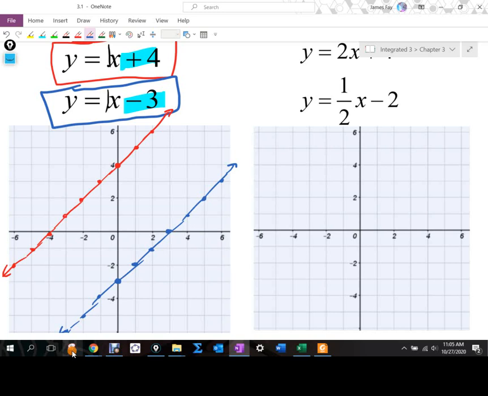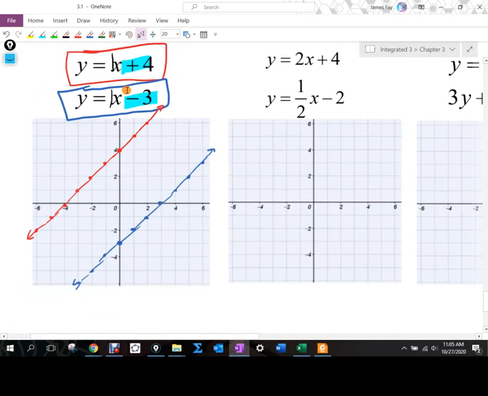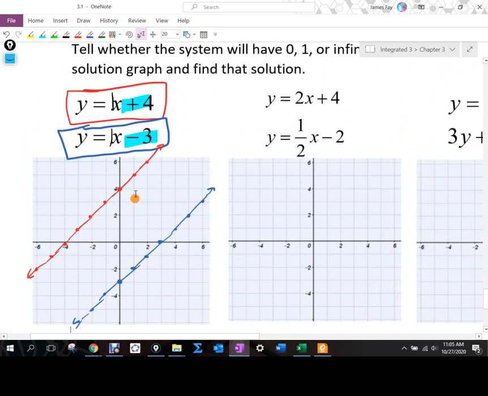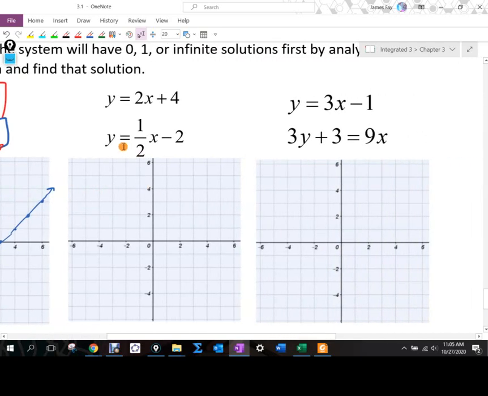So what takes longer? If my only goal is to determine 0, 1, or infinite solutions, does it take longer to look at the coefficient out in front of x and compare those, or to graph both of them? It takes longer to graph both. Okay? So if my only concern is 0, 1, or infinite solutions, I think it's useful to learn that comparison of slopes and y-intercepts to make our conclusion so we can kind of circumvent the graphing. Okay?